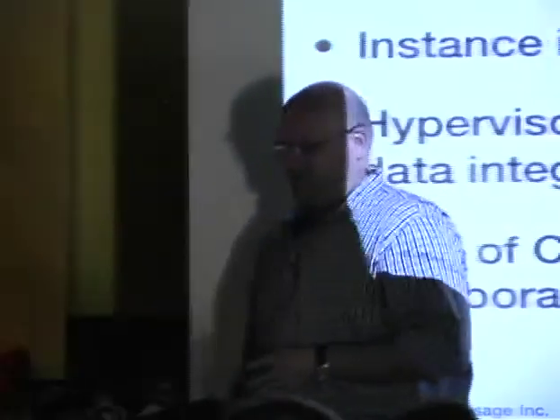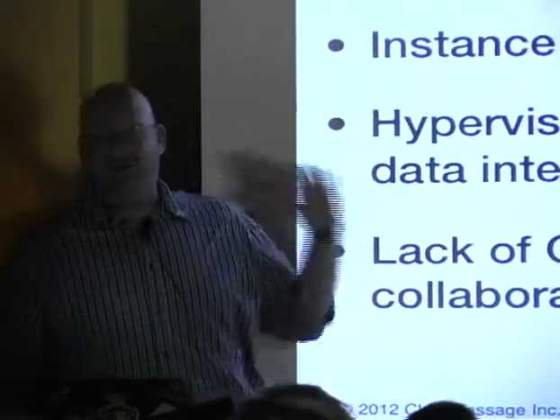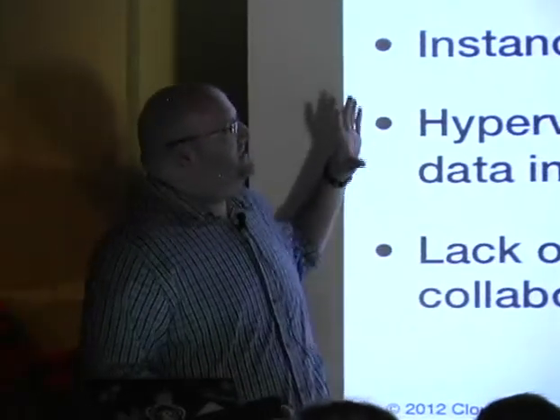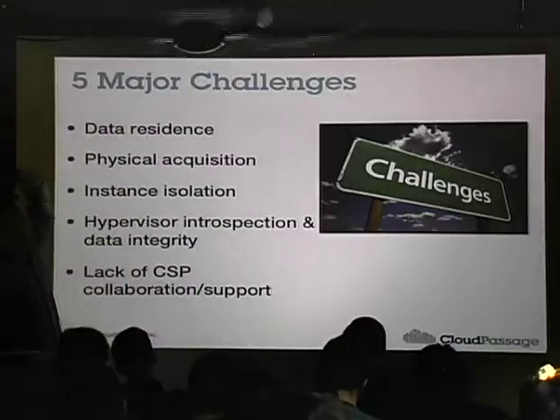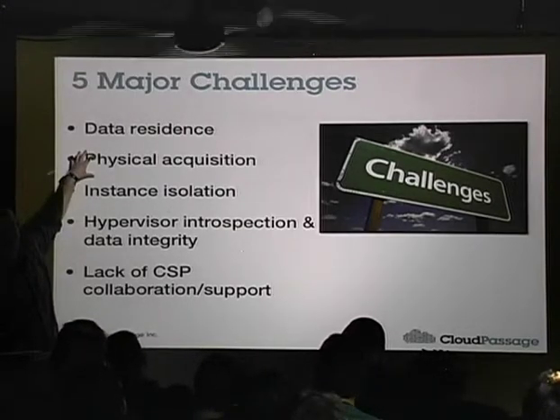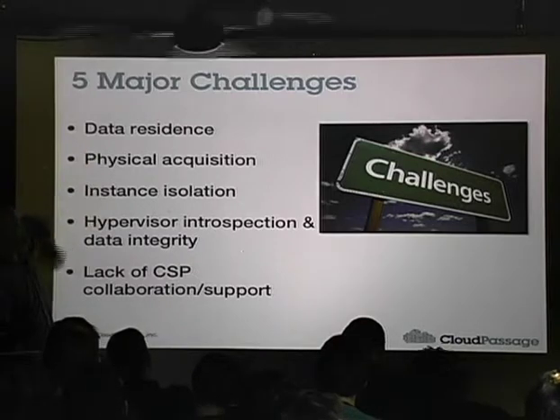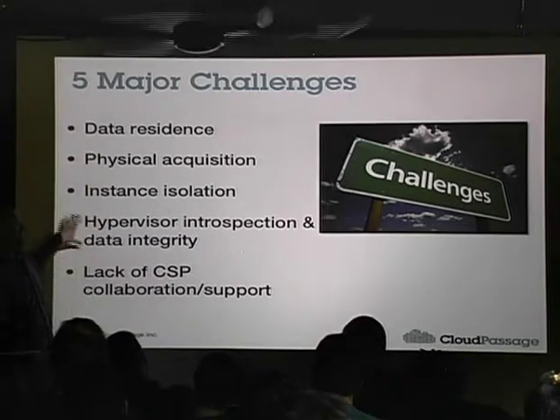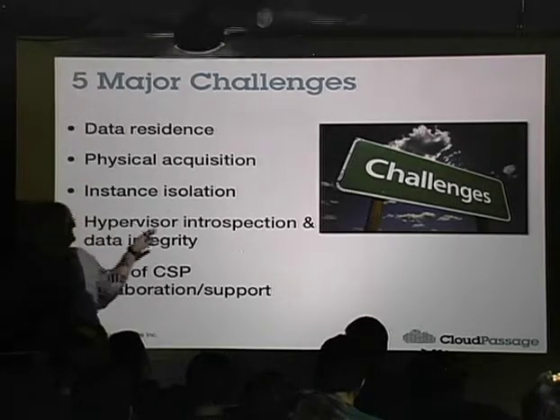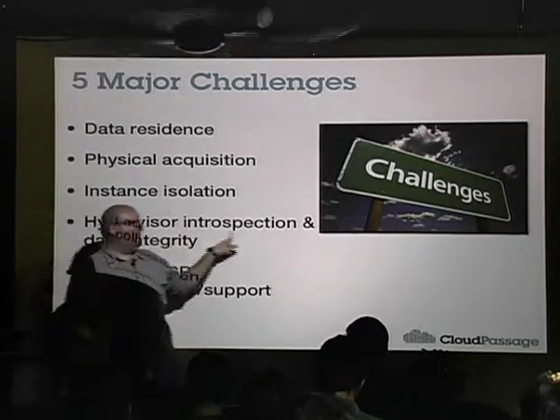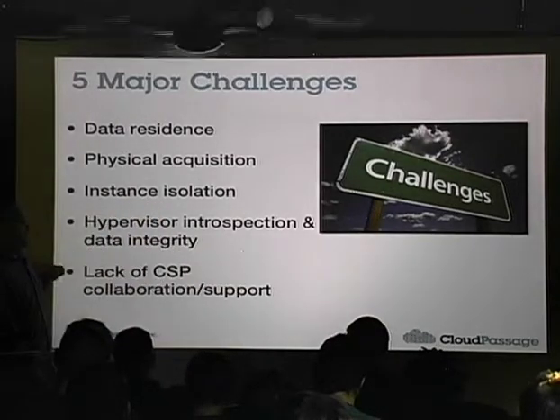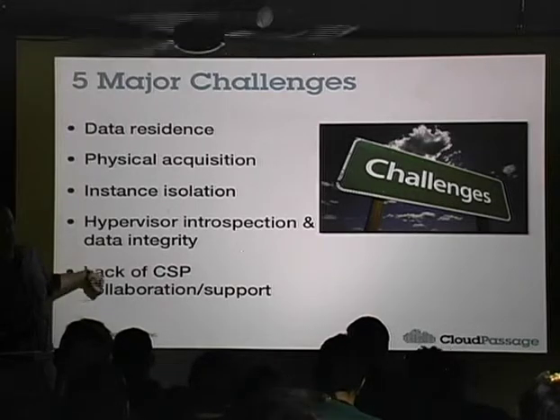The major challenges that we're going to talk about in cloud computing, based on those architectures that we were just discussing, are data residence, where it resides, the physical acquisition problems. We're so used to having physical access to these systems, so physical acquisition was always great and easy. Isolating the instance, hypervisor introspection, and data integrity. This is one of the biggest concerns that lawyers have. How can you prove that no one else has actually accessed this stuff before? And then lack of collaboration and support.